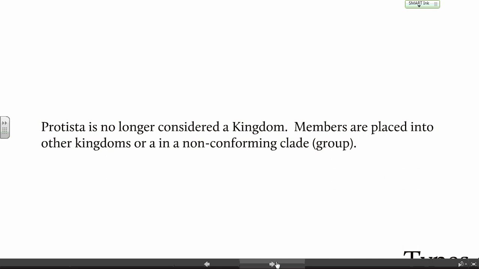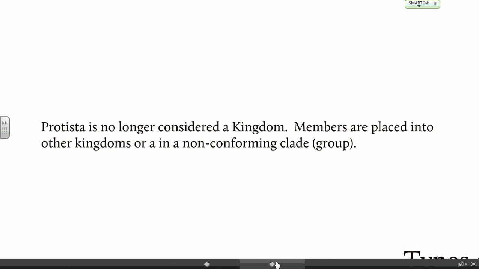They're not really related. They're different things. So some of the protists have been moved into different kingdoms. A few got moved into fungi, some into plants, and a few don't really belong to a kingdom anymore. They're just in these little groups called non-conforming clades, which essentially means the biologist has said, we don't know. So they're just over there. We don't know where they go.